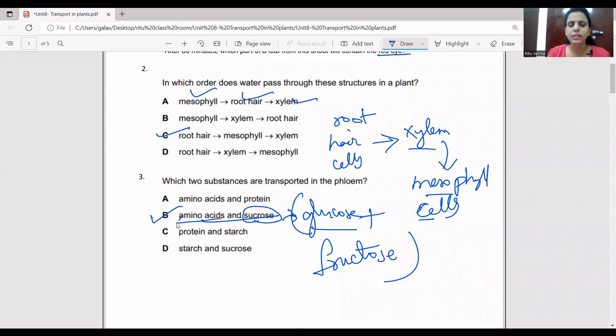And another one is amino acids. Amino acids are actually the basic form of proteins. I mean, when we consume proteins, they completely get digested into amino acids.